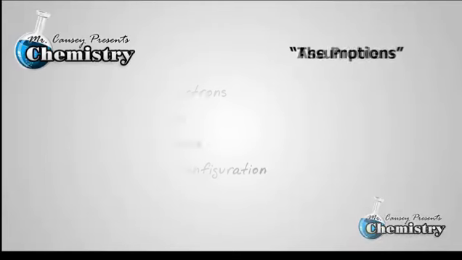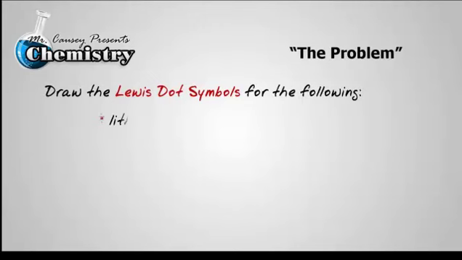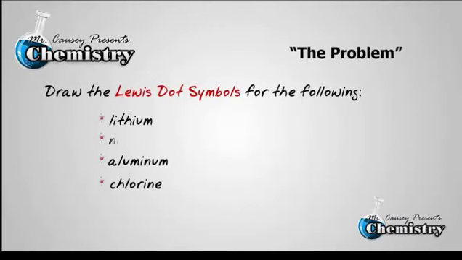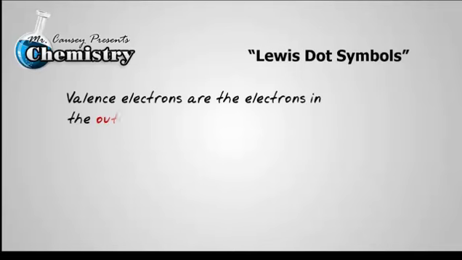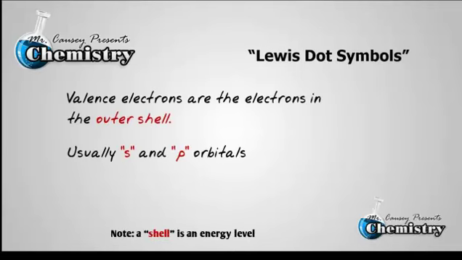The problem. Draw the Lewis dot symbols for the following: lithium, nitrogen, aluminum, and chlorine. Now we want to remember, Lewis dot symbols are symbolic representations of the valence electrons in an element. And valence electrons are the electrons in the outer shell, usually the s and the p orbitals.